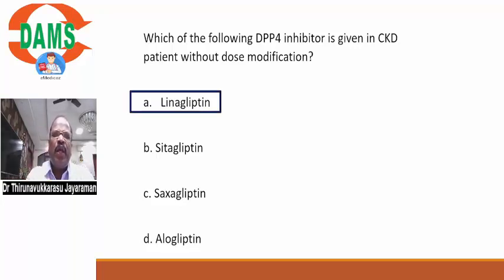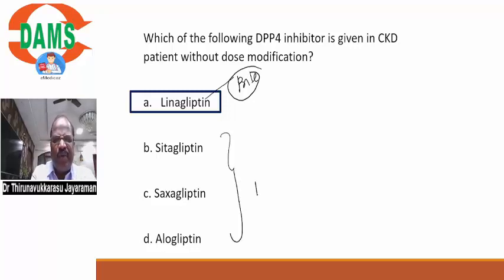Among the gliptins, the one and only gliptin that goes through bile is linagliptin, which is why it is safe in kidney failure. Whereas all others undergo renal route of excretion. All these drugs undergo renal route of excretion, so they are unsafe in kidney failure. That's the concept.